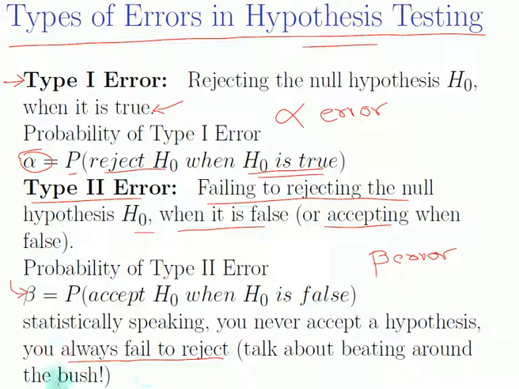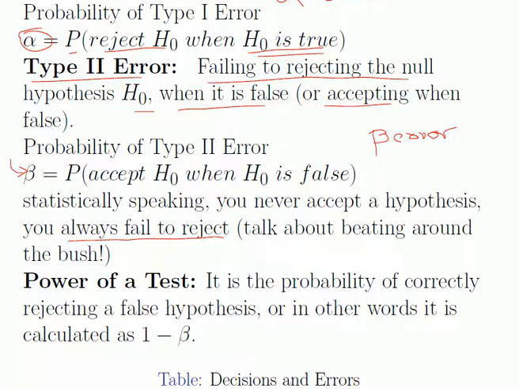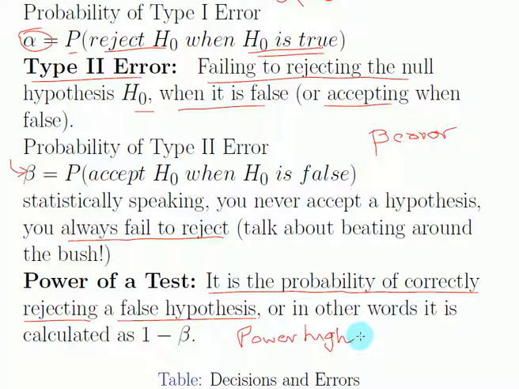Now, let's quickly talk about what the power of a test is, and then we'll solve some examples. So, power of a test is the probability of correctly rejecting a false hypothesis. Listen to this carefully. It is the probability of correctly rejecting a false hypothesis, which means you want the power to be as high as possible. This is really the sensitivity of your test. So you want this power to be as high as possible. That way you're correctly rejecting any false hypothesis.